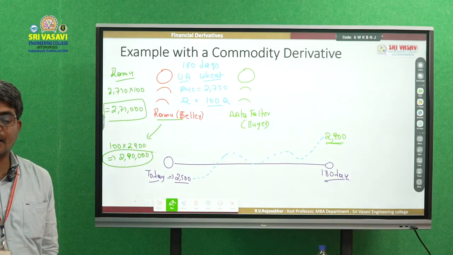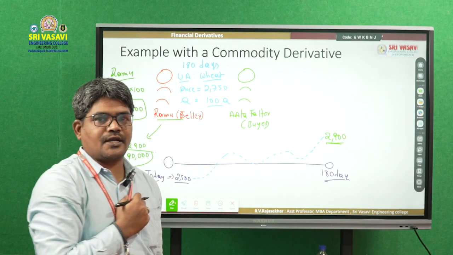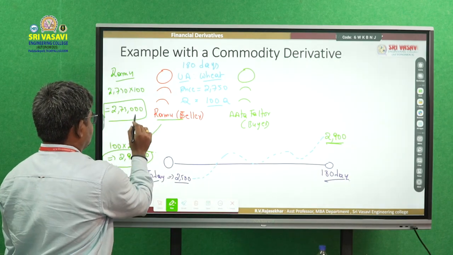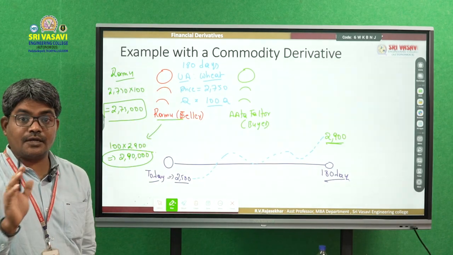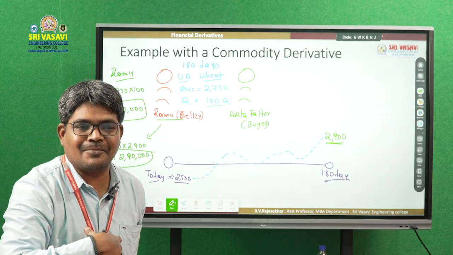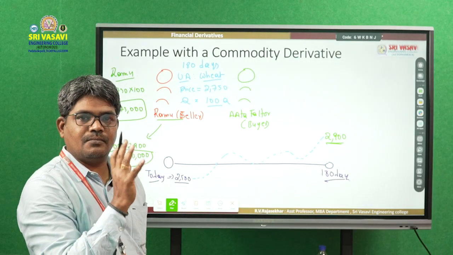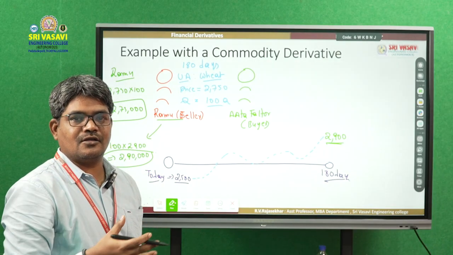2,75,000. But on the expiry date, on the maturity of the contract, we feel that we are the loser of 15,000. But at the time of entering into a contract, we may fear. What is that fear? In the mind of Ramu, the price may fall below 2,500. I may incur losses.